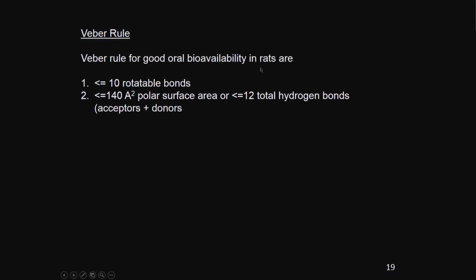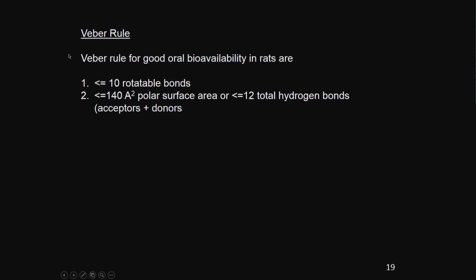for good oral bioavailability in rats. They said less than or equal to 10 rotatable bonds. Why are rotatable bonds important? Because if we have more rotatable bonds, it can take up different conformations. So, the binding with proteins has large degrees of freedom. The polar surface area should be less than 140, okay, angstrom square.